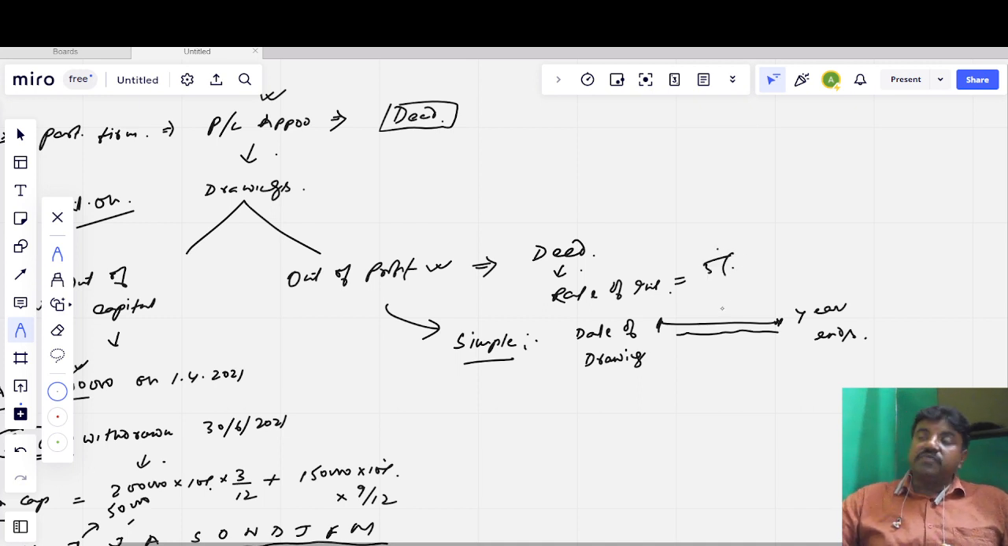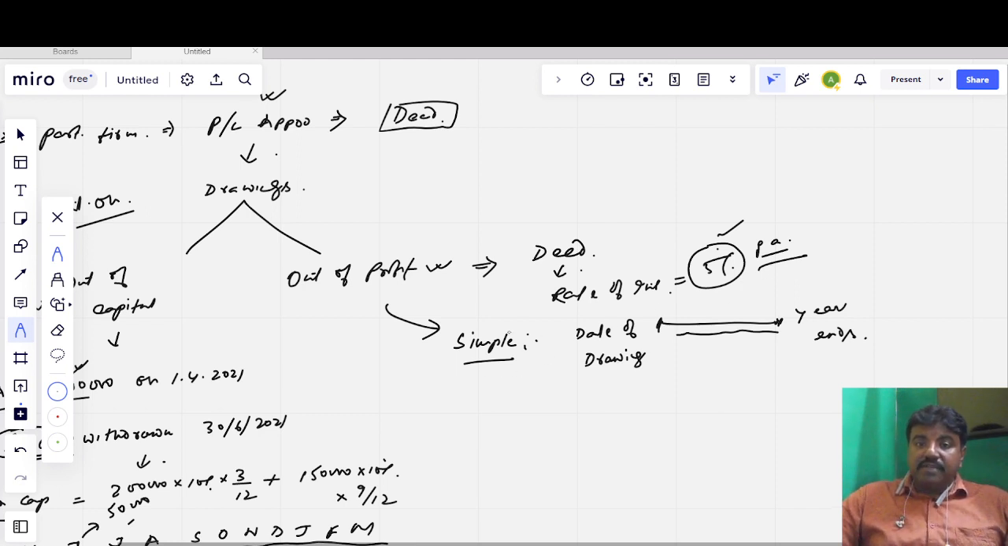Okay, so if it is 5% per annum, then only the time factor will be considered. Otherwise, if it is only 5%, there is no need to consider the time factor. Just simply the drawings amount will be multiplied by this percentage to get the interest amount. In most of the sums, you will see the rate contains per annum, so definitely you have to consider the time factor.